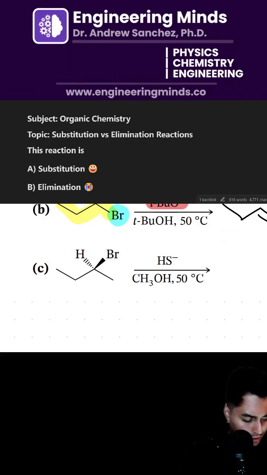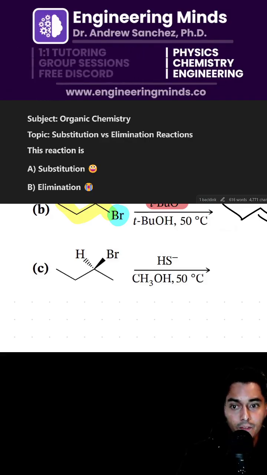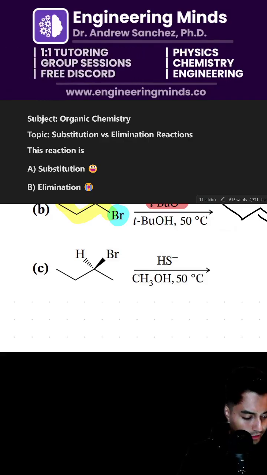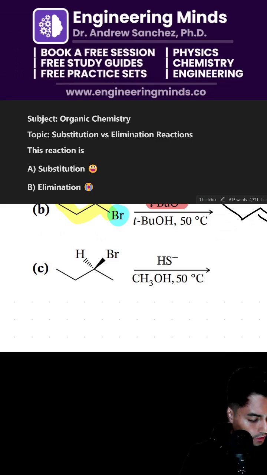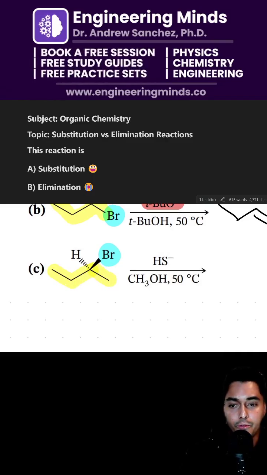So guys, this is basically a 1, 2, 3. Is this primary, secondary, or tertiary? So here's our bromine, here's our halide. So that's going to be our leaving group. And our alkyl halide is attached to, I see this as 2 different carbons here.